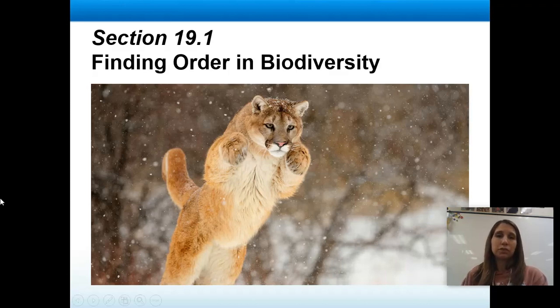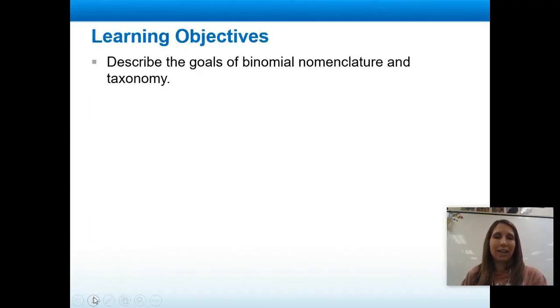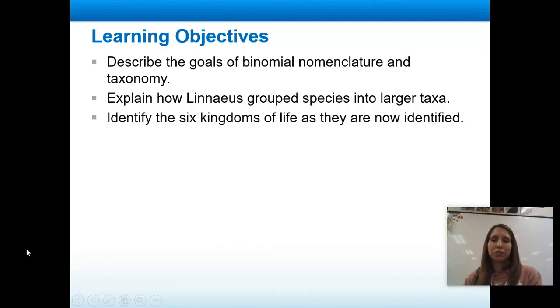Okay. So thinking about biodiversity and how we organize that information, I've got three objectives here as part of this first section. We're going to look at the goals of what we call binomial nomenclature and taxonomy, and then we're going to talk about a guy named Carolus Linnaeus who helped to describe and group species and organize them into different what we call taxa, or different levels in a taxonomic tree. We're going to identify and talk about some of the general characteristics of the six kingdoms of life and the three domains into which those are categorized.